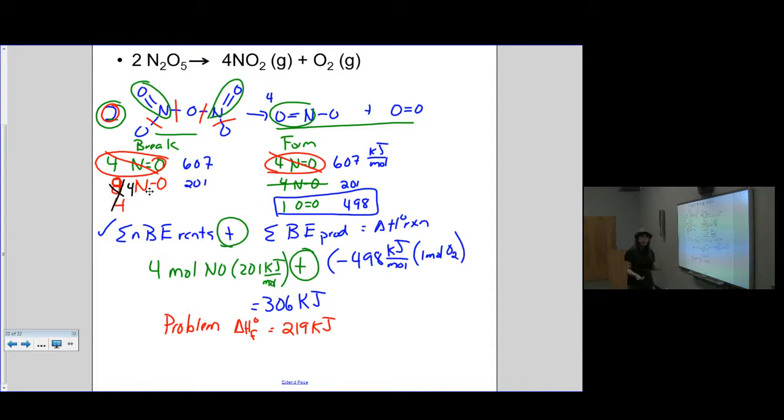So bond energies are useful, but if you've got information in your delta H of formation table or even from your calorimetry experiment, that's probably more accurate than your bond energy values. So that's the end of Unit 3. There's 4 ways to find enthalpy, so you need to be familiar with all of those ways.